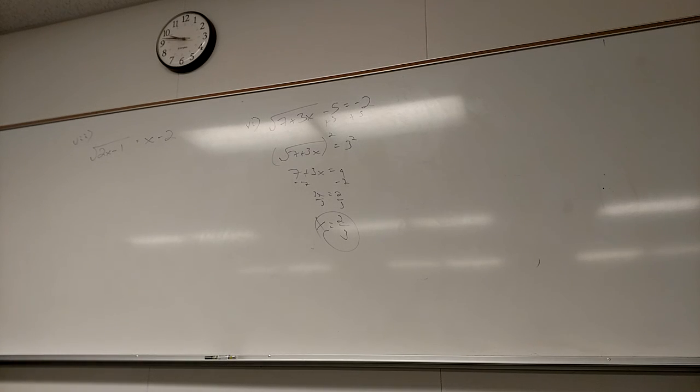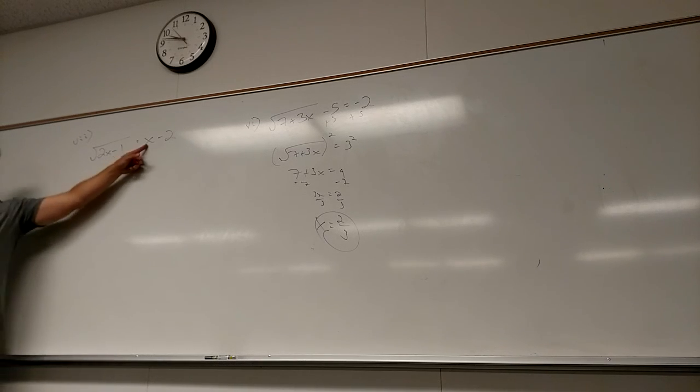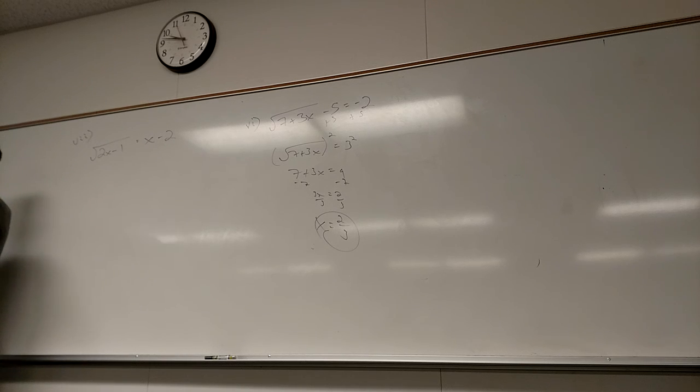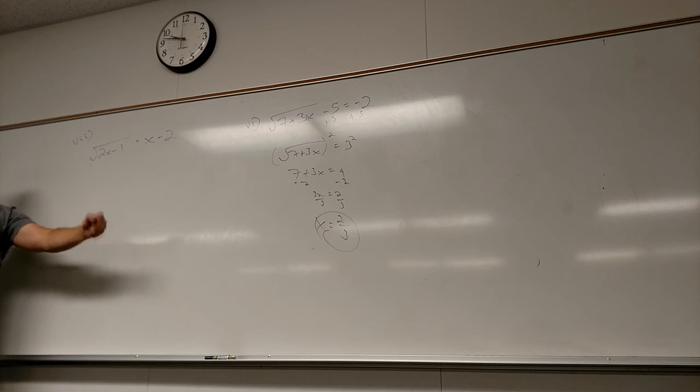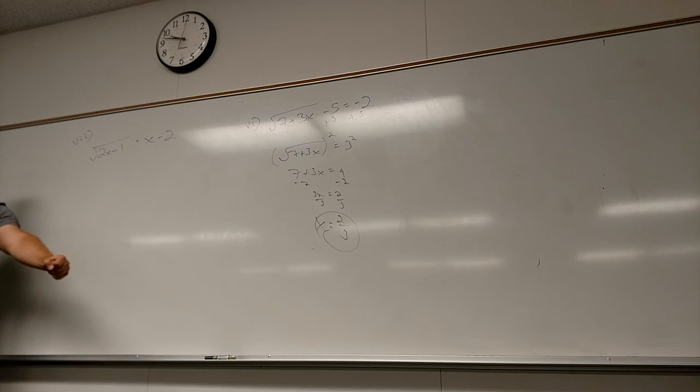What is majorly different here now from everything we've done so far? There's another variable in here. That doesn't do anything to my first step, though. Is the radical by itself? Yes. So then how do I kill it? Square it.